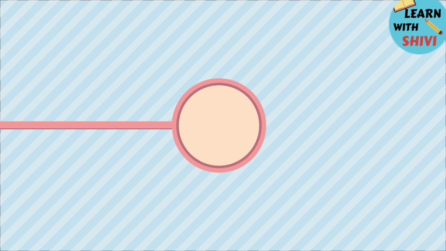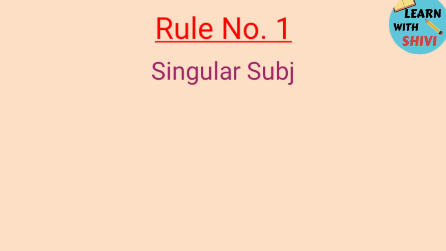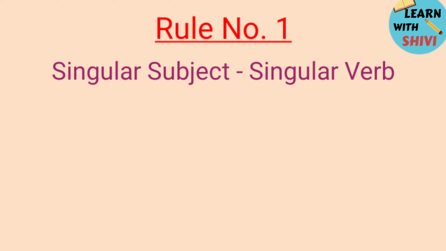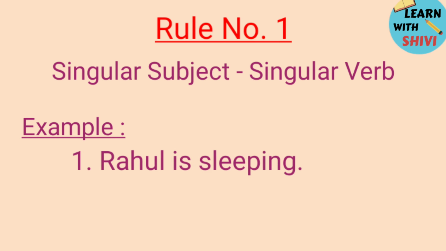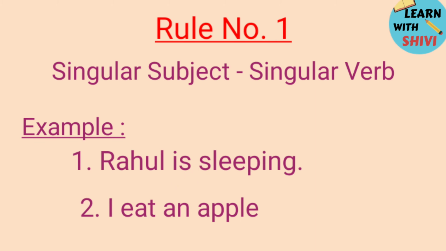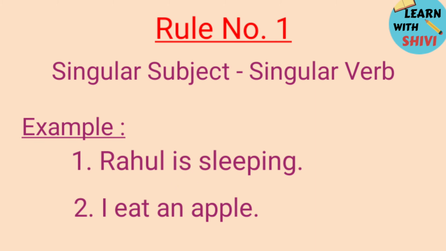Rule number 1. When the subject is singular, the verb must be singular as well. For example, Rahul is sleeping. In this example, our subject Rahul is a singular noun. Hence, the verb used with it is singular as well. Similarly, in the second example, I eat an apple, our subject is a singular pronoun. Hence, the verb used is singular accordingly.